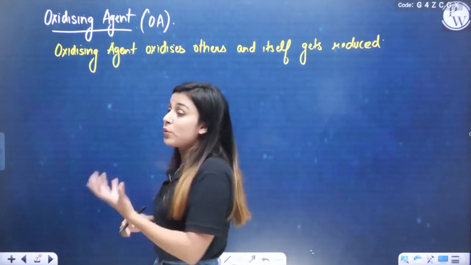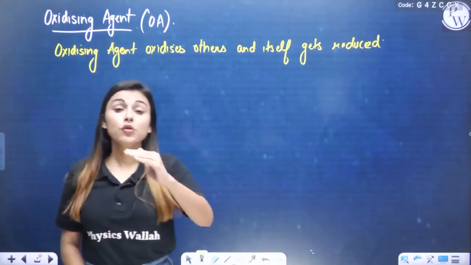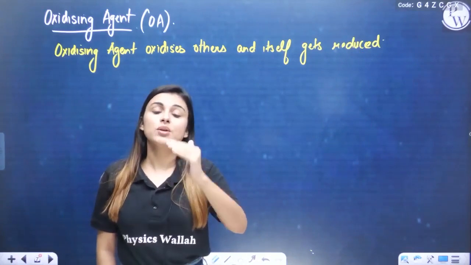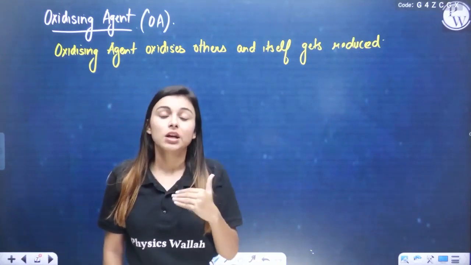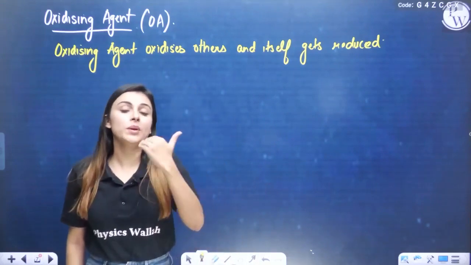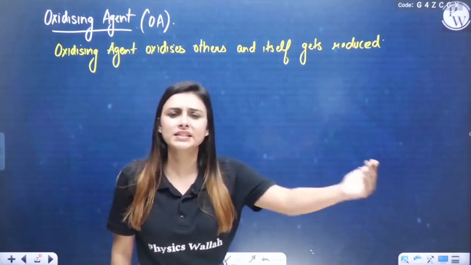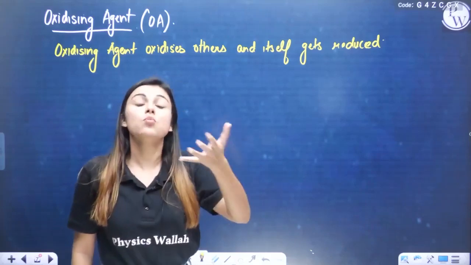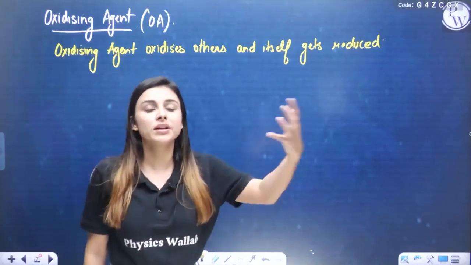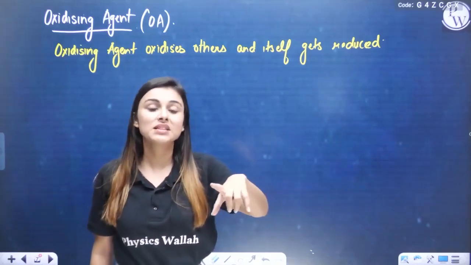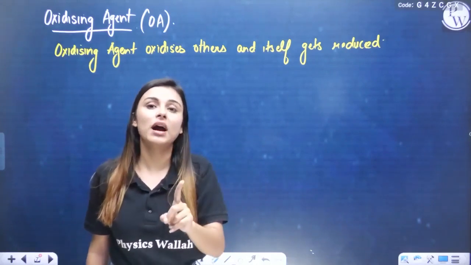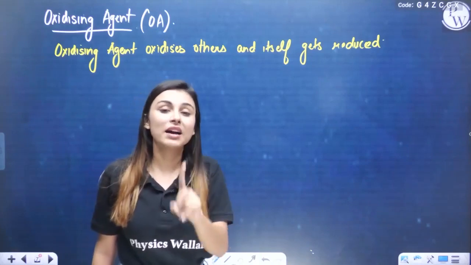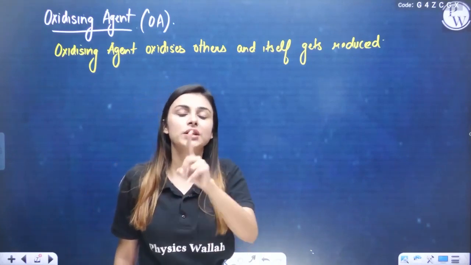Now, you have to understand this particular part again. If you are talking about an oxidizing agent which oxidizes the other and itself gets reduced, then the more it gets reduced, the more it can oxidize the other. I hope you're getting this. The more it gets reduced, the more it can oxidize the other. This means that a good oxidizing agent needs to have a high value of reduction potential.